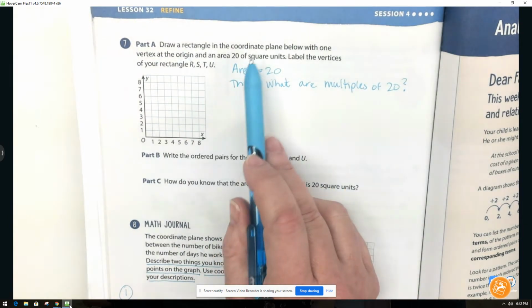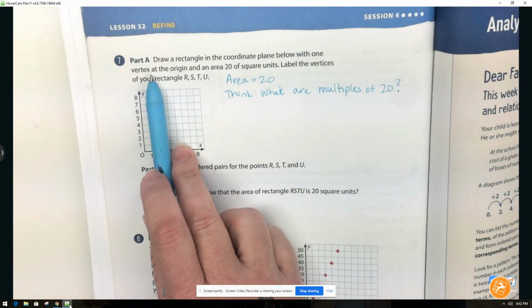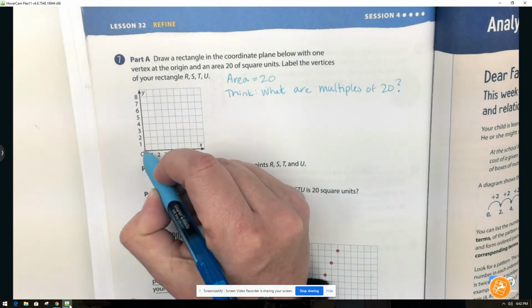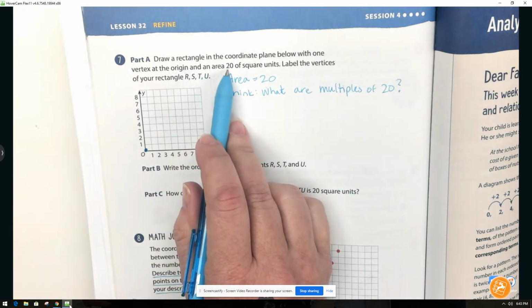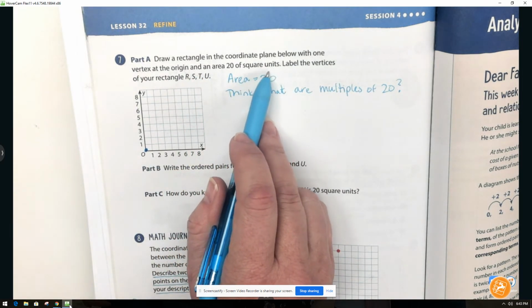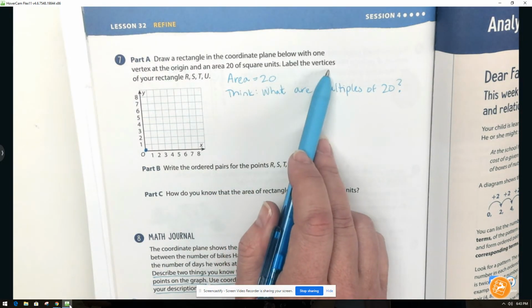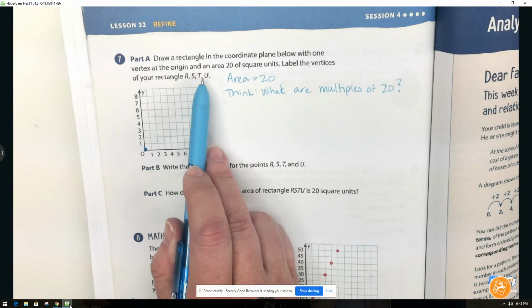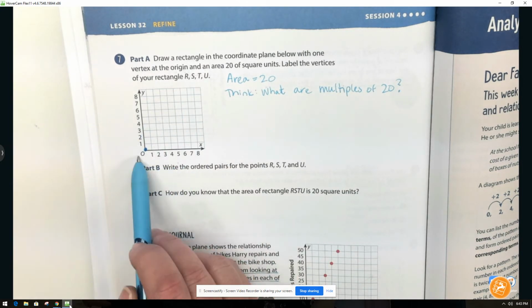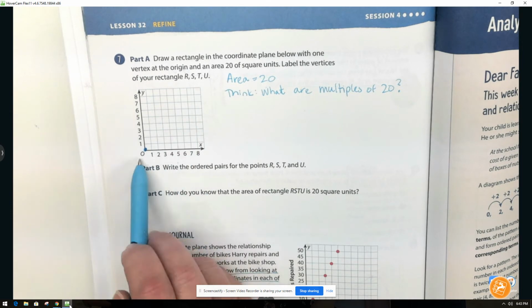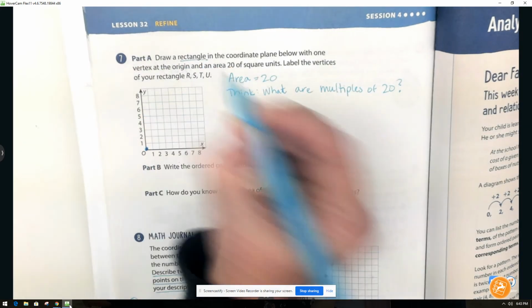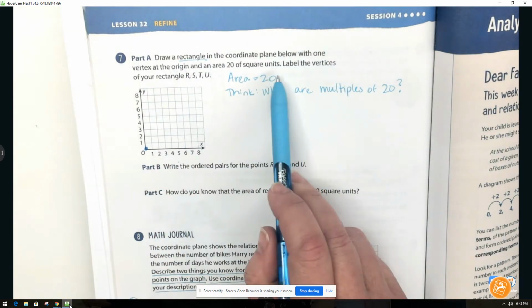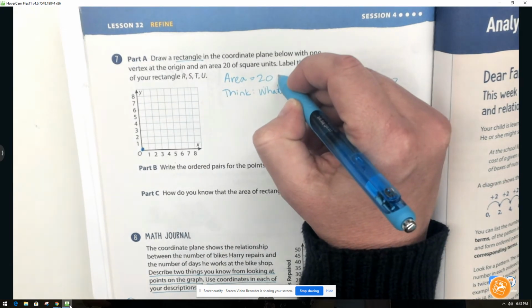Okay, for number 7, draw a rectangle in the coordinate plane below with one vertex at the origin. So one vertex needs to be at the origin, and it needs to have an area of 20 square units. Then you're going to label the vertices of your rectangle R, S, T, U. Now, it doesn't matter what corner is labeled what. You can choose where you want to put R, S, T, and U, but you need to draw a rectangle that has an area of 20 square units, okay?